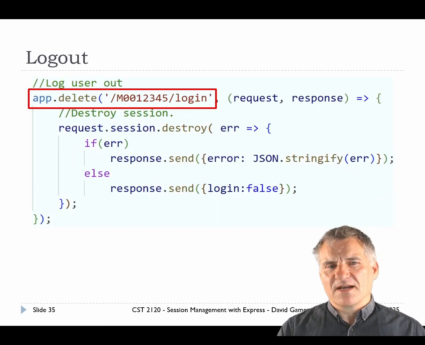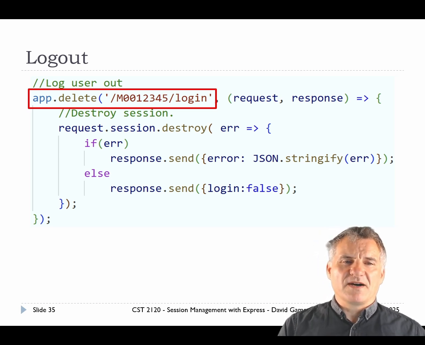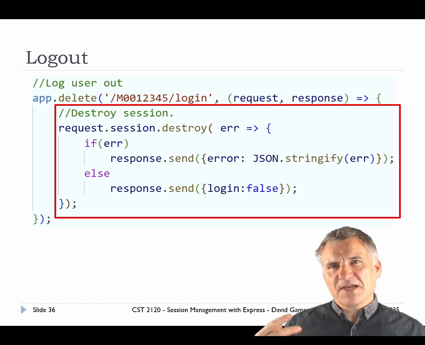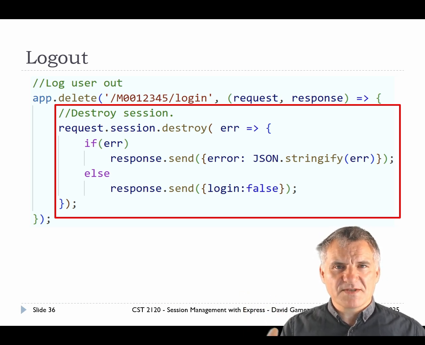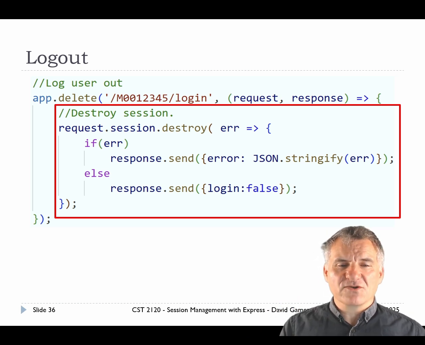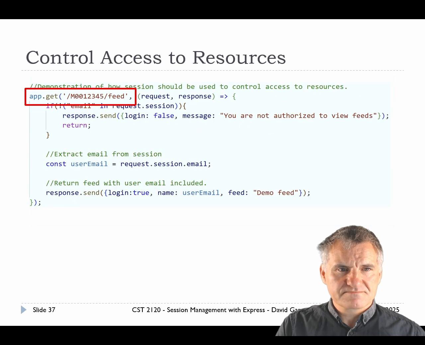To log out, we in this case send a delete request to that path, the login path. And we could just manually delete the keys, but it's nicer to use the proper tool for this, so to speak. What we can do is call request.session.destroy, which clears all of the user data in a sensible way. So that's what we should use to end the session.